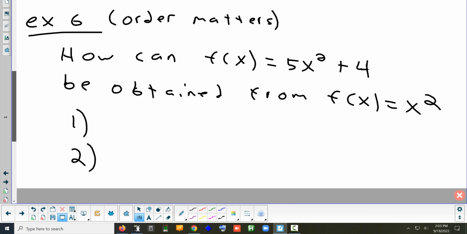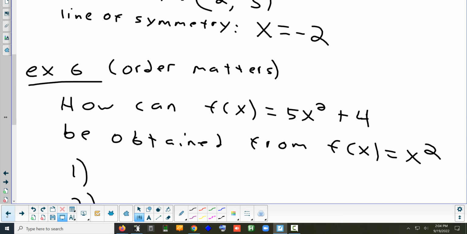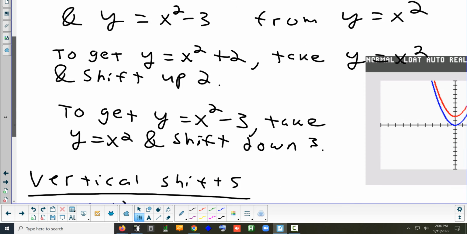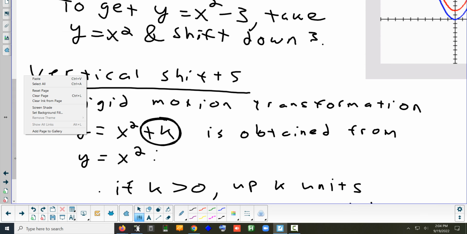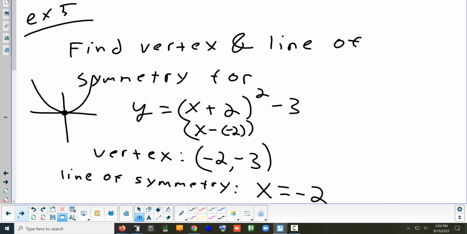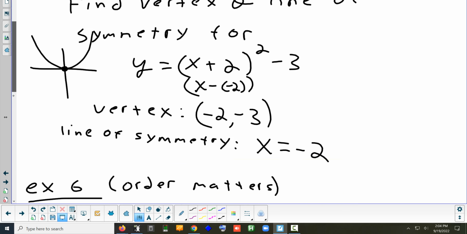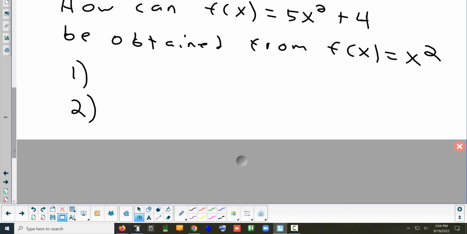Does anybody know which number we're going to focus on first? You don't have to tell me what it does. I just want to know. Do I look at the 5 first, or do I deal with the plus 4? Yep. Plus 4. So what's the plus 4 going to do? What is it? Horizontal shift. Let's go back and look at this. So when I had a number added on the end, which is like this one, that caused a vertical shift. And vertical shift is the last. So we are going to deal with the plus 4, but that's going to be at the end. So we're going to start with the 5.